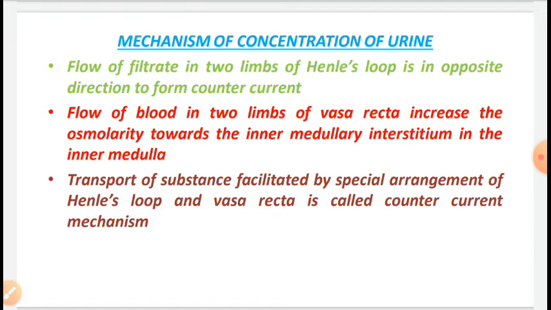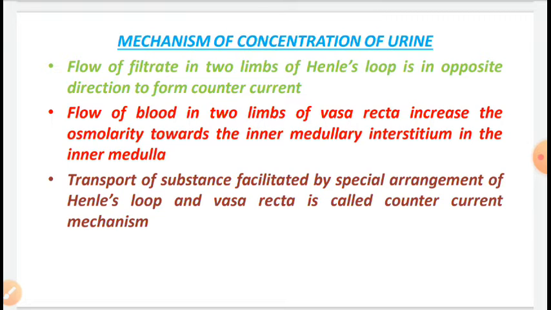Flow of filtrate in the two limbs of Henle's loop, meaning the ascending and descending limbs, is in opposite directions and thus forms a counter current mechanism. The flow of blood through the two limbs of the vasa recta is also in a counter current pattern. Proximity between the Henle's loop and vasa recta, as well as the counter current in them, help in maintaining an increasing osmolality towards the inner medullary interstitium.